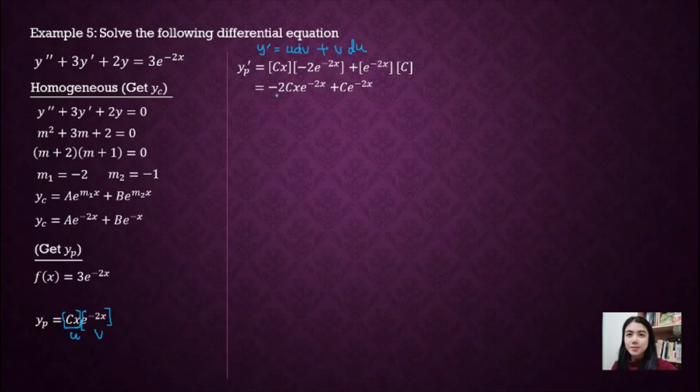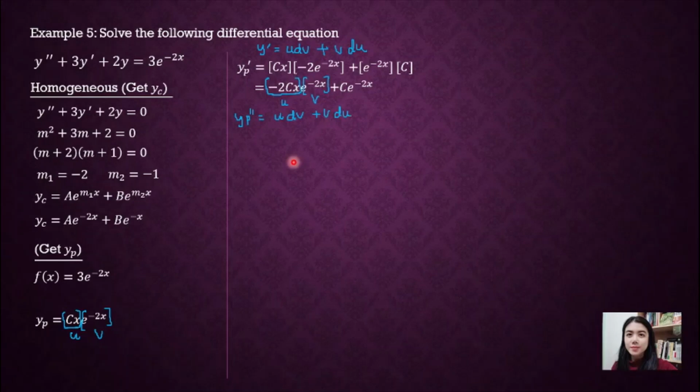If you differentiate again, what you have here is you also have to use the product rule, where you have the u here and you have the v here. So your product rule is u dv plus v du. Okay, let's just differentiate it.